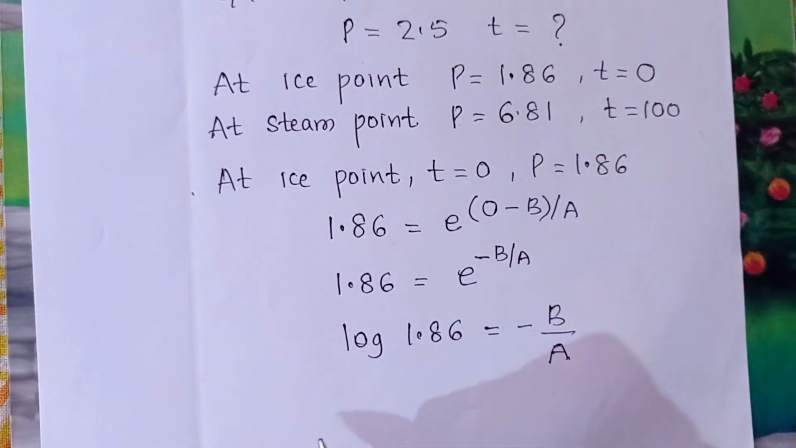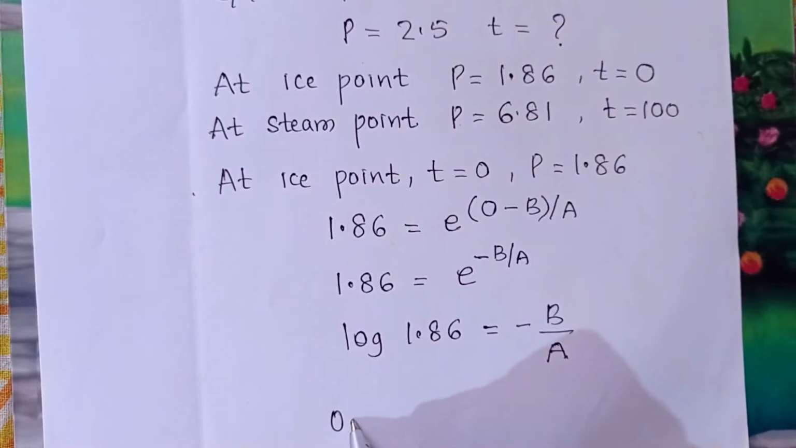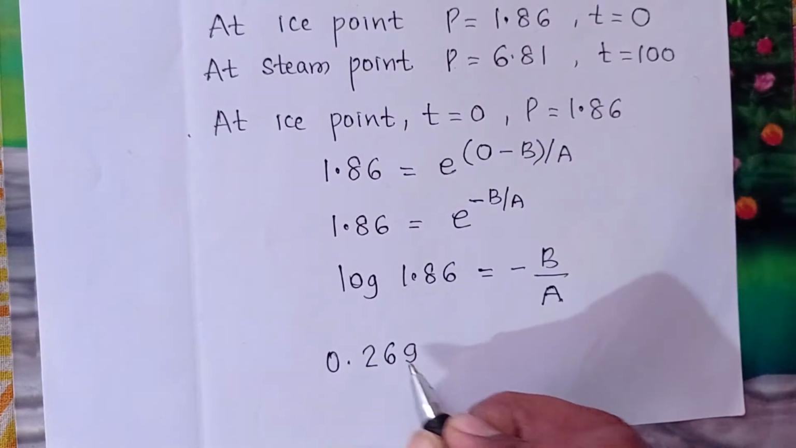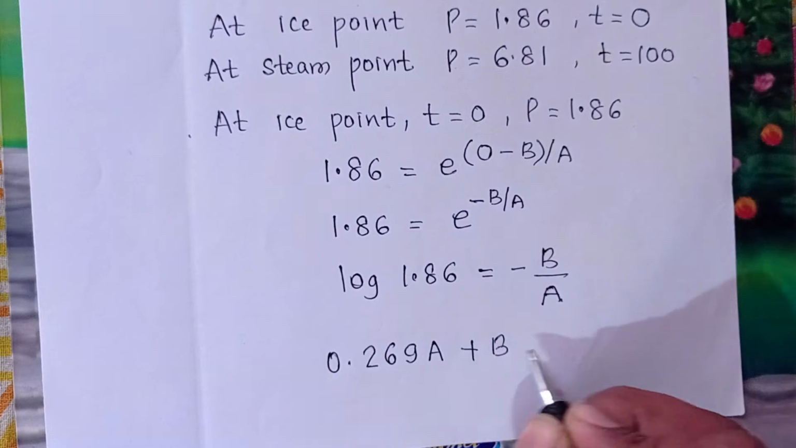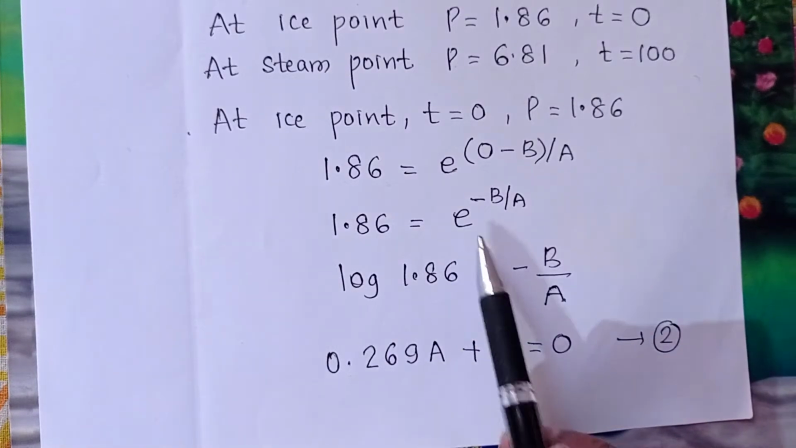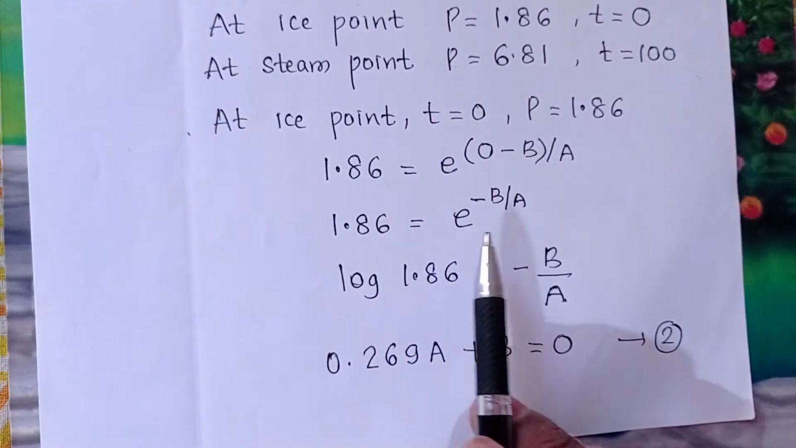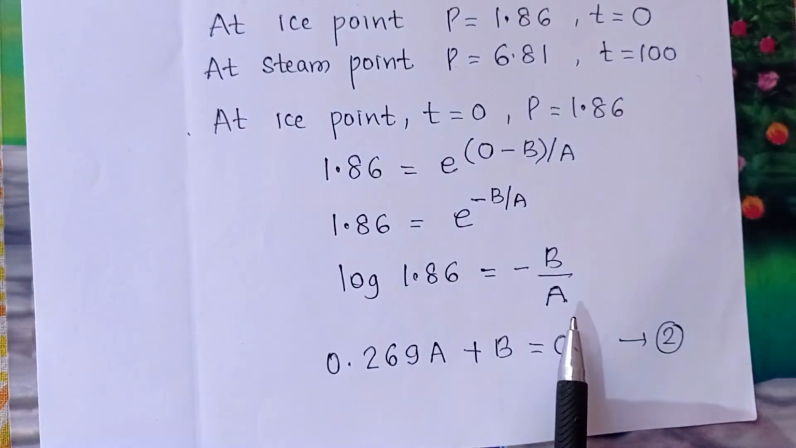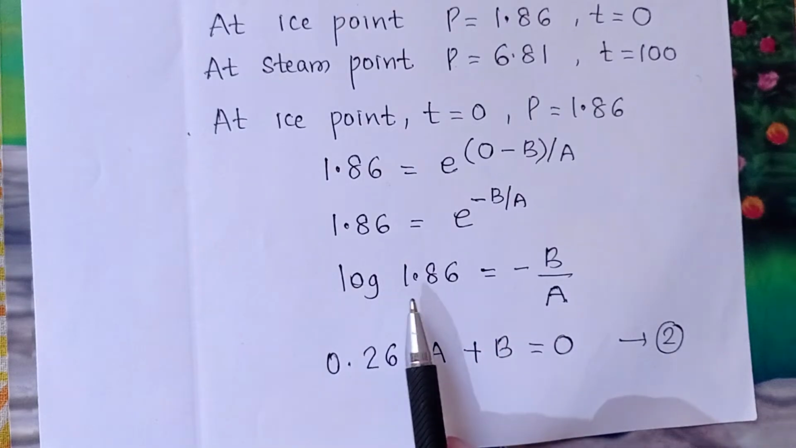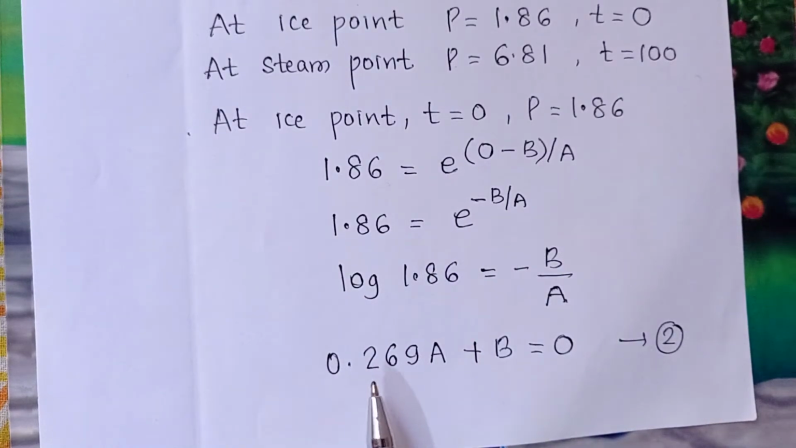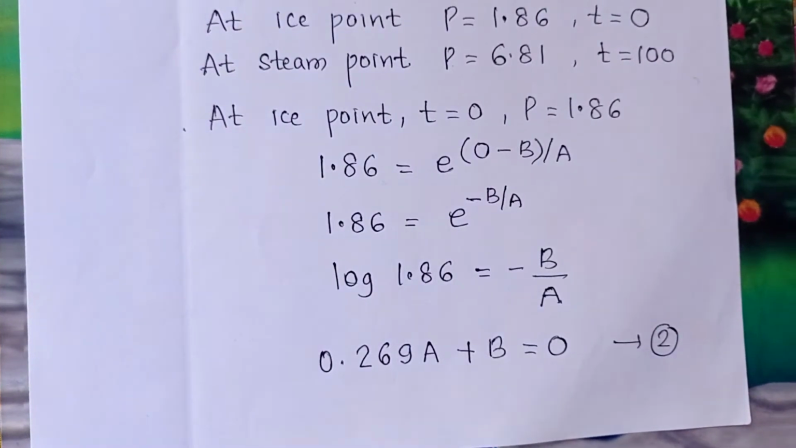That is, I will get the value as 0.269A plus B is equal to 0. So I will write this as equation 2. I will repeat. When I take this log, e to the power log will get cancelled. So log of 1.86 will be equal to minus B by A. That is, A into log of 1.86 plus B is equal to 0. The value of log of 1.86 is 0.269. So 0.269A plus B is equal to 0.